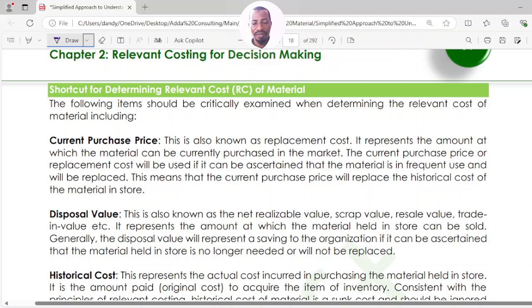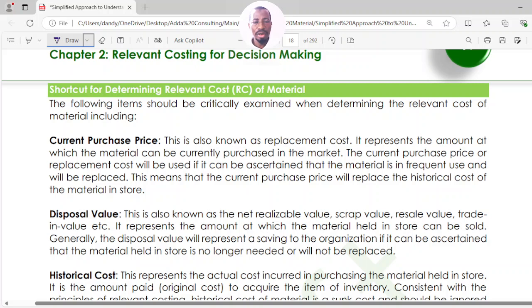Now, the disposal value is the amount at which the material held in store can be sold. Therefore, if in a question you are given disposal value, that disposal value will represent a saving to the organization if it can be ascertained that the material held in store is no longer needed or will not be used. Because you've already purchased the material, you keep it in the warehouse. So if it can be ascertained that the material is no longer needed or will not be used, then the disposal value will represent a saving to the organization.